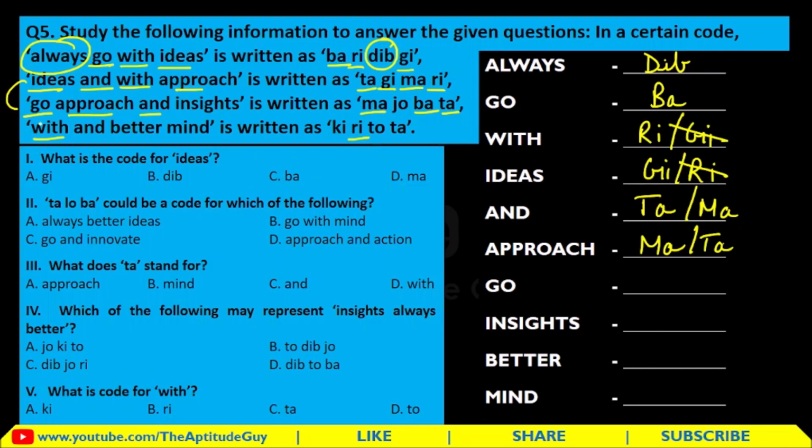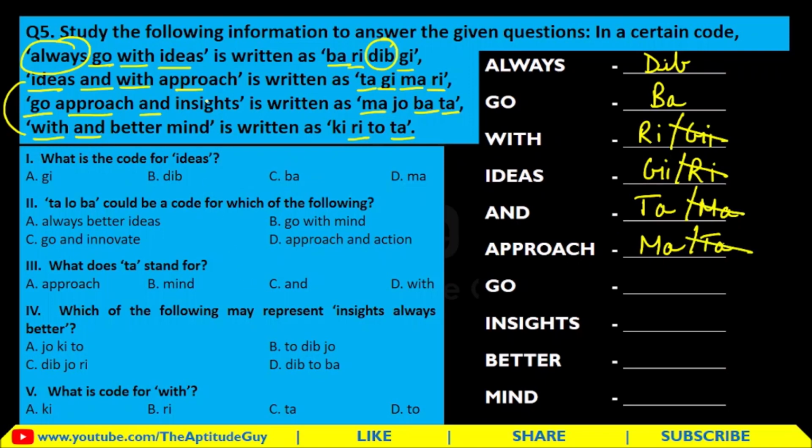With and everything done. Now we compare 2 and 4. Ideas and with approach, with and better mind. So with is already done, with is re, so gone. And is also there. Now and can either be ta or ma. What do we have here? We have ta over here. So and is definitely ta, approach is definitely ma.